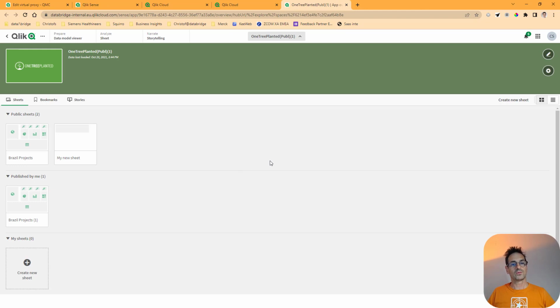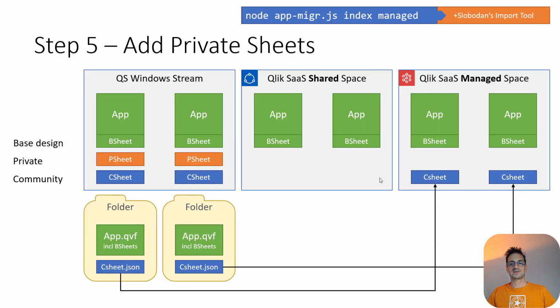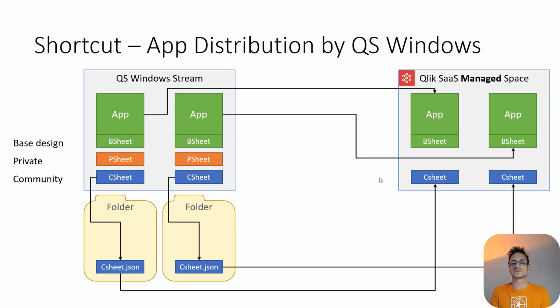So this is the whole process I wanted to share with you. There is also a possible shortcut using the app distribution services by Qlik Sense Windows, but it also has different challenges as the originating app stays in Windows. And in our case, we want to move away from Qlik Sense Windows entirely and into shared plus managed spaces. So that first approach was the preferred one.